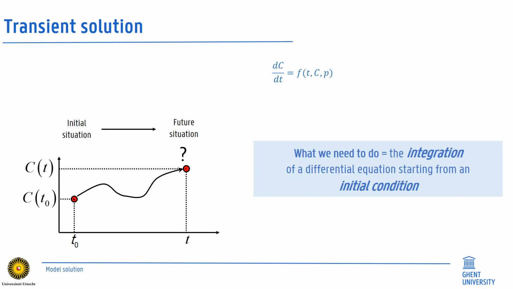To find transient solutions, we essentially want to plot how the variable is changing in time. We do this by integrating the differential equation over the time period of interest. This can only be done when the starting conditions are defined. The initial conditions are thus essential to run the integration. We need to start from something to end with something.